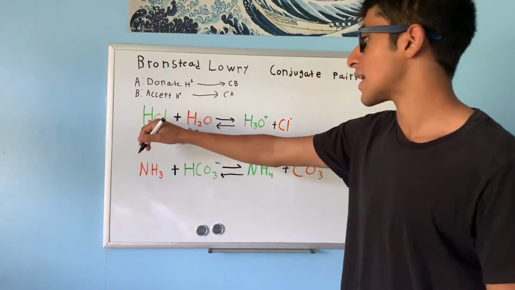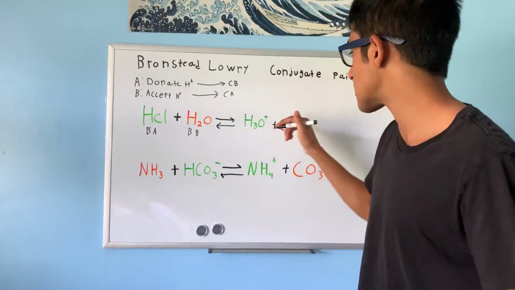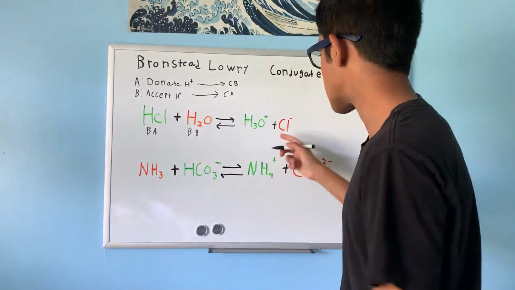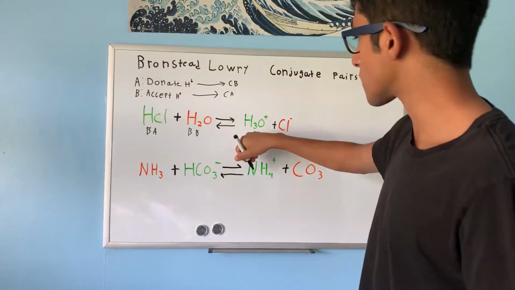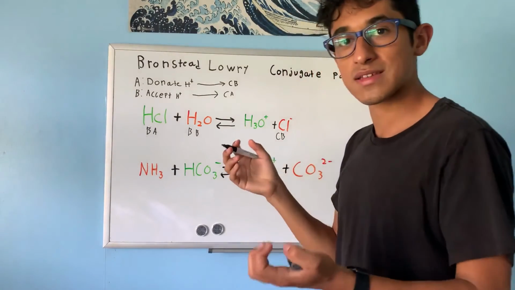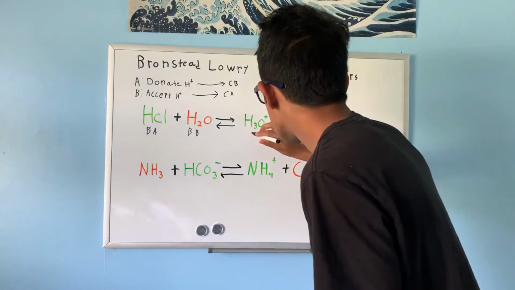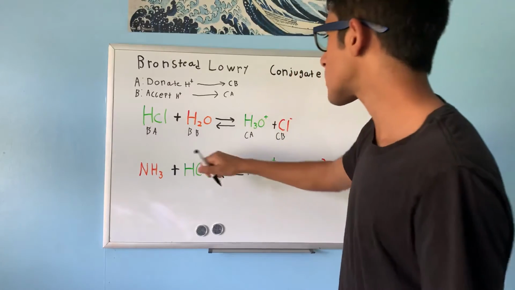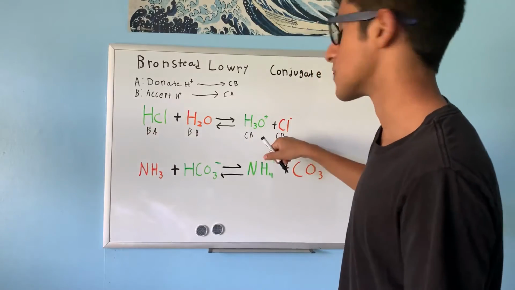So now that HCl donated its hydrogen, now we just have a Cl left. And as a result, the Cl is negative, it just wants a hydrogen. It became a base. So as a result, we can say that the Cl minus is a conjugate base. On the other hand, this H3O plus now has an extra hydrogen, and it wants to get rid of it just like an acid would. So now it is a conjugate acid. So we can see what was the base became the acid, and what was the acid became the base.